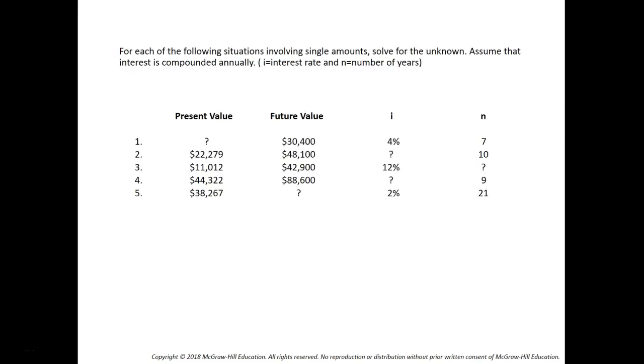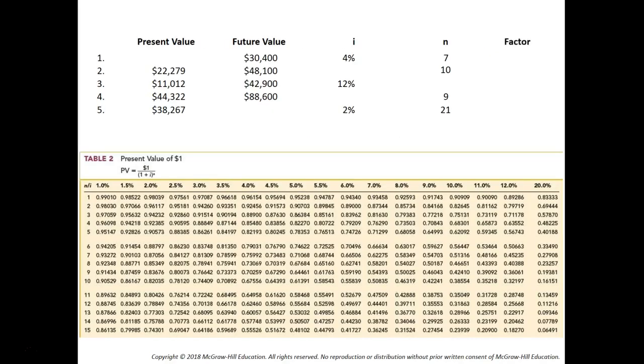Now let's look at exercise 6.6. For each of the following situations involving single amounts, solve for the unknown. Assume the interest is compounded annually. In the first problem, our unknown is the present value. In the second problem, the unknown is the interest rate. In the third, it's the periods. The fourth, it's the interest rate. And the fifth, it's the future value. Again, if we have three of these, we are able to figure out the fourth factor.